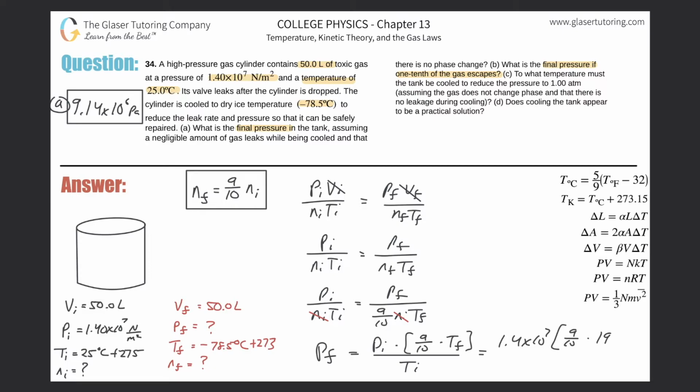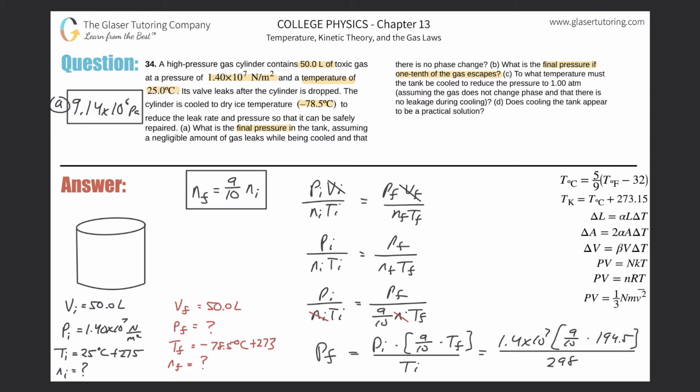So this is 194.5. And then this whole thing is now divided by the initial temperature. And again, you can do that out. That should be 298. So let's just do the math. So this is 1.4 times 10 to the 7th times 9 divided by 10 times 194.5. And then take that answer and divide it now by 298.